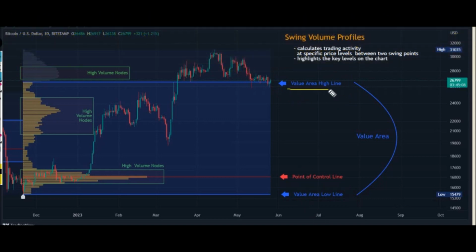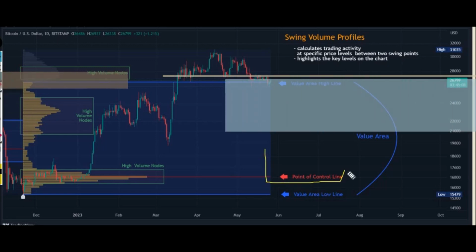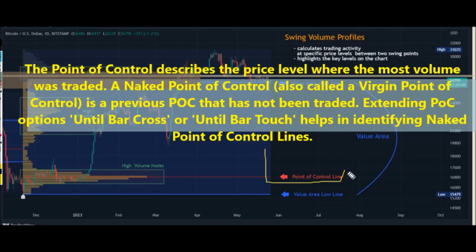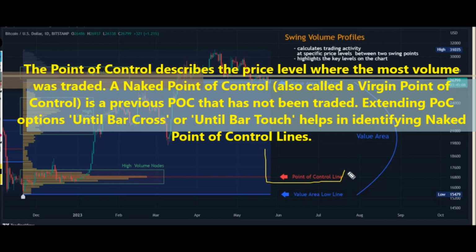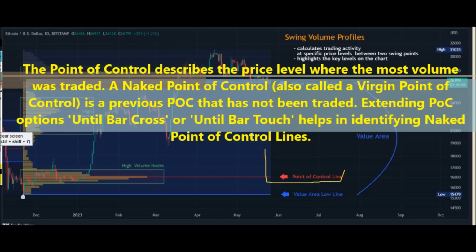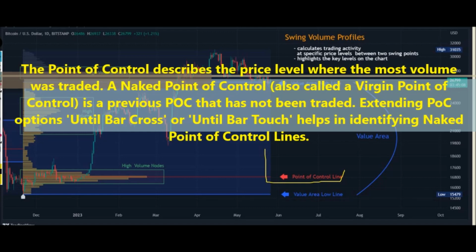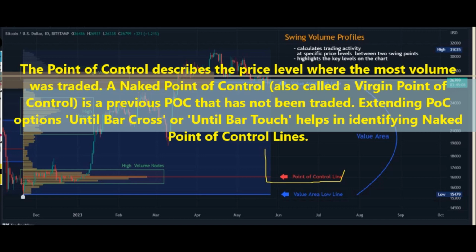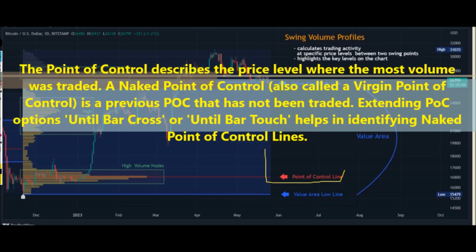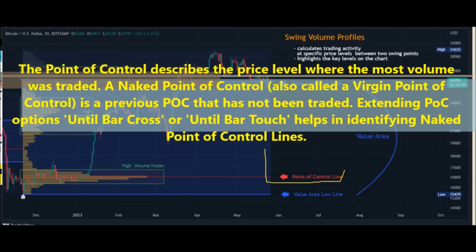And as well, there is what we call the point of control. It's also indicated by the arrow, as you can see over here. The point of control describes the price level where the most volume was traded. That's what you can really see over here. And we have a naked point of control, which is also called the virgin point of control, a previous point of control that has not been traded.